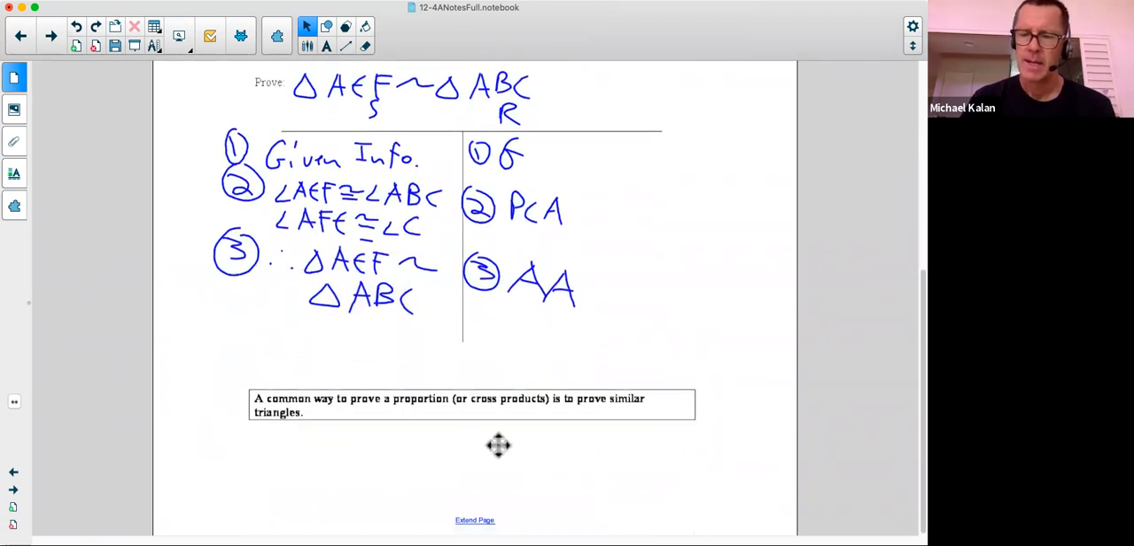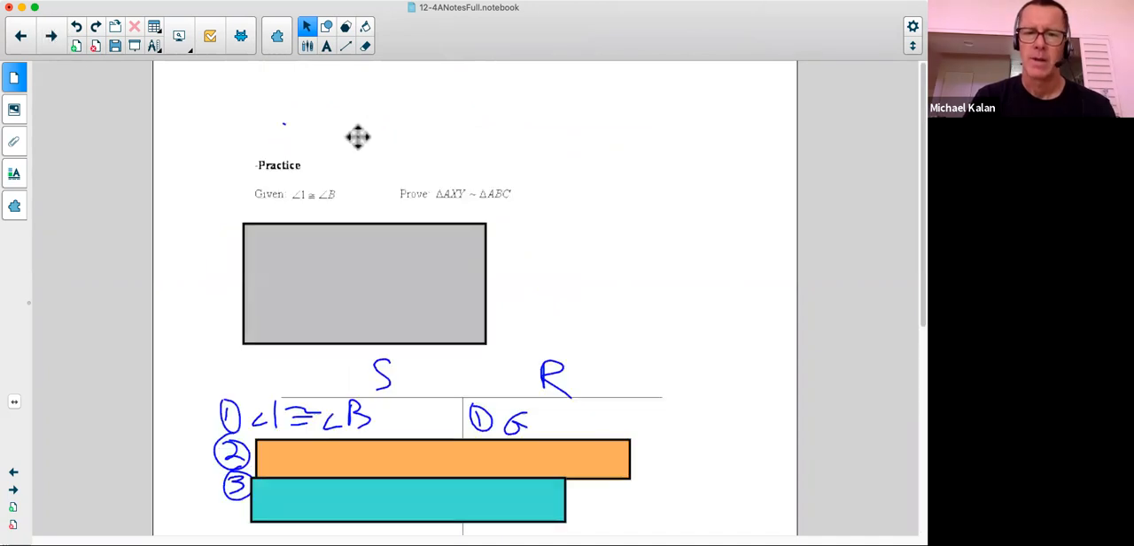Now, oftentimes you're going to be asked to figure out or to prove that proportions are congruent, or they're equal. And a good way to do that is to prove similar triangles. So keep that in mind. It's going to be important. All right, so let's practice.